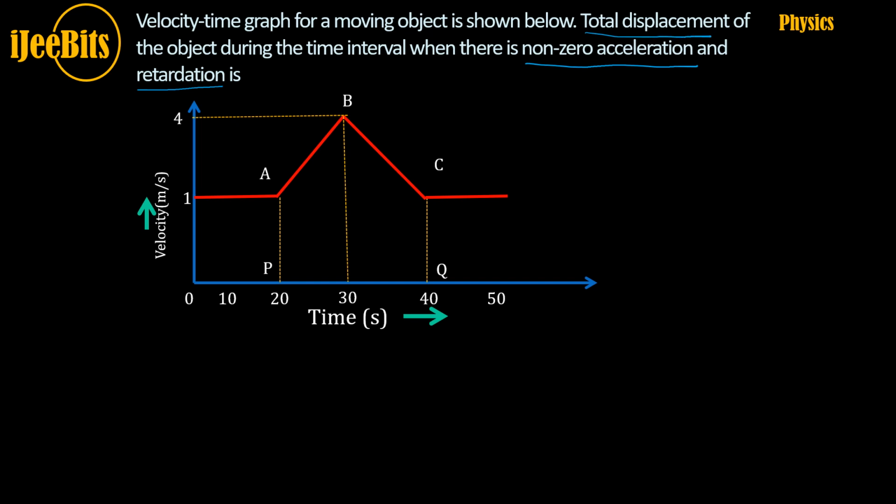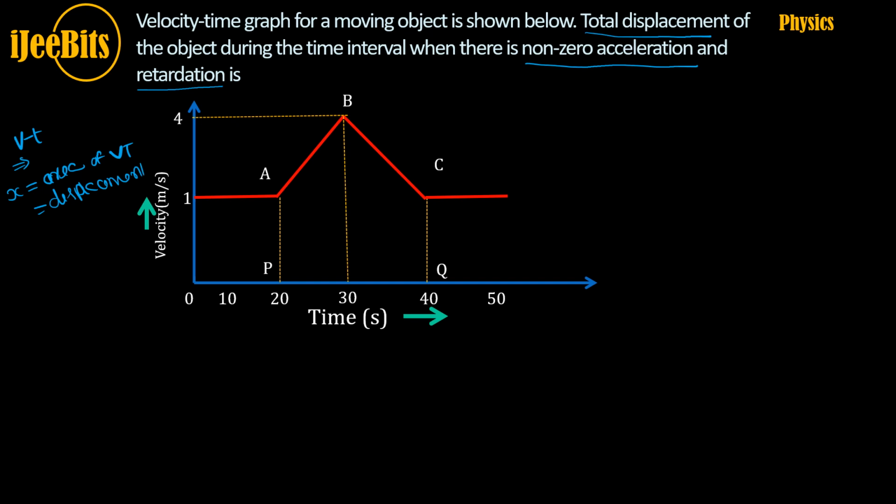Second thing what they ask is the total distance. So how do you calculate displacement from the VT graph? In the VT graph, how do you calculate displacement? Displacement can be calculated by calculating the area of the VT curve. Area of the VT graph, right? This is nothing but your displacement. Clear?